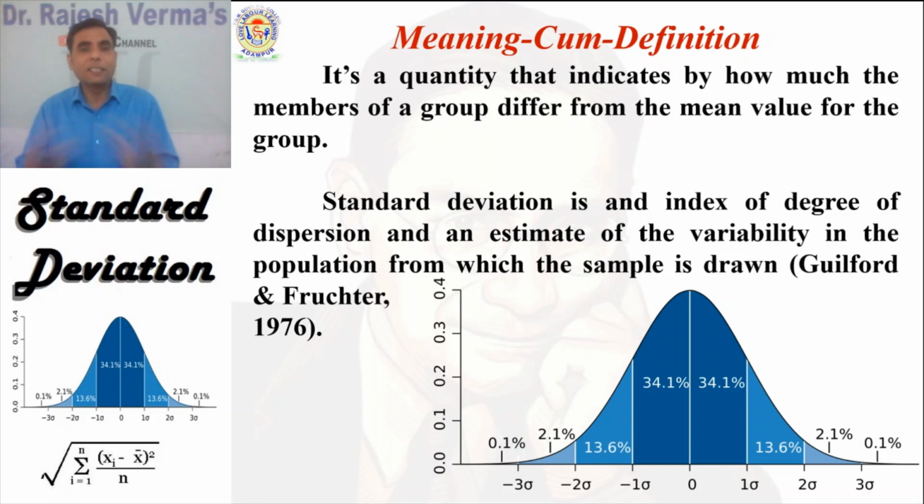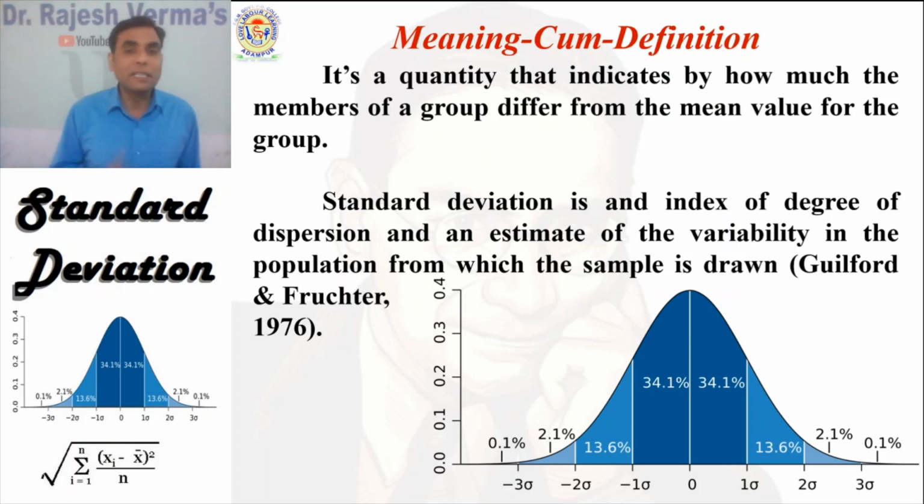So this is the basic meaning of the standard deviation. And what is the definition? Guilford and Fruchter in 1976 defined standard deviation as an index of the degree of dispersion and an estimate of the variability in the population from which the sample is drawn. Means standard deviation is an index. What does this index indicate? The degree of dispersion and an estimate of the variability. These are the two points.